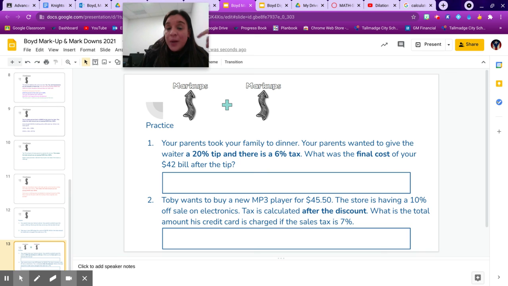And then the last one might be my favorite because the next one has a discount and tax. So it has a markdown first, get that answer, and then add your tax for the markup at the end and get your total answer. So this is what you're going to do today.